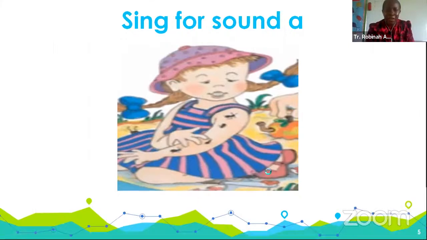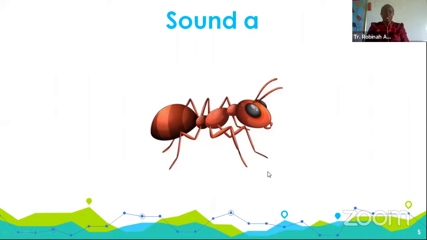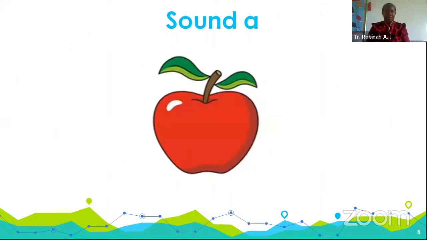So my dear friends, are you seeing that ant? Those are the ants which were moving on Anna's arm. An ant is a friend of sound ah. Because when you say ant, the first sound that comes out of your mouth is ah. Ant, ant. Let us find out another friend of sound ah.